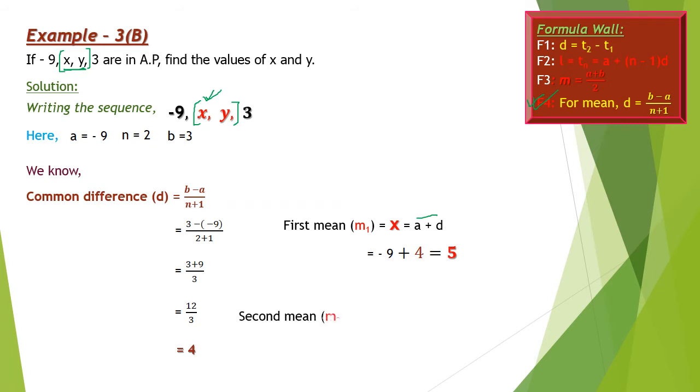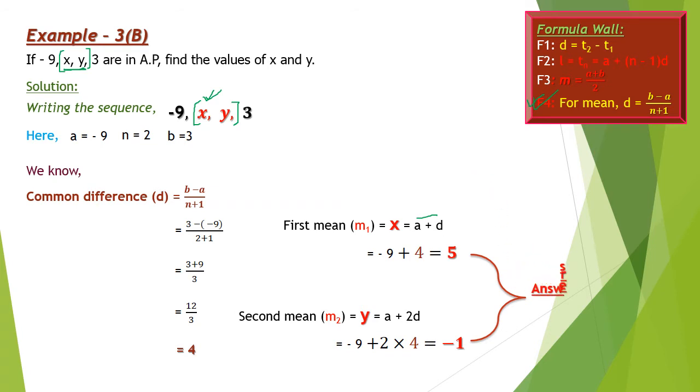And second mean m2 is equal to y plus a plus 2d. If we add 2d, because the gap between the terms is d, because it is arithmetic progression. Now let's substitute the value of a, that is -9 plus 2 into 4, that is -1. So these are our answers. So value of x is 5 and value of y is -1.